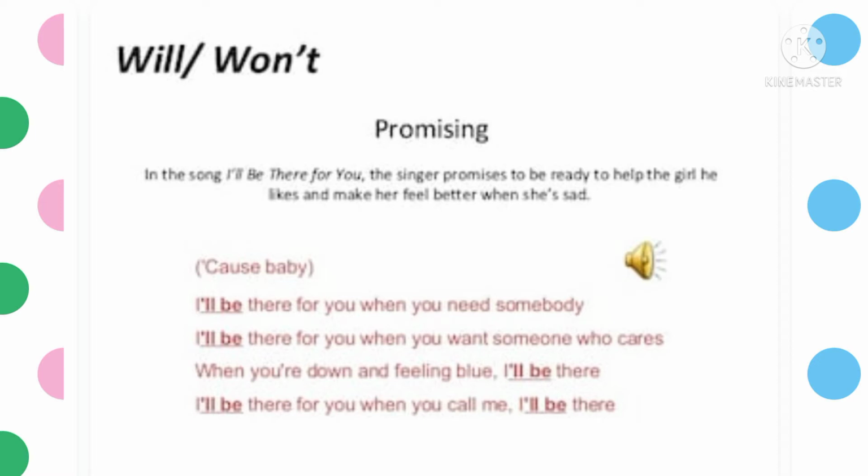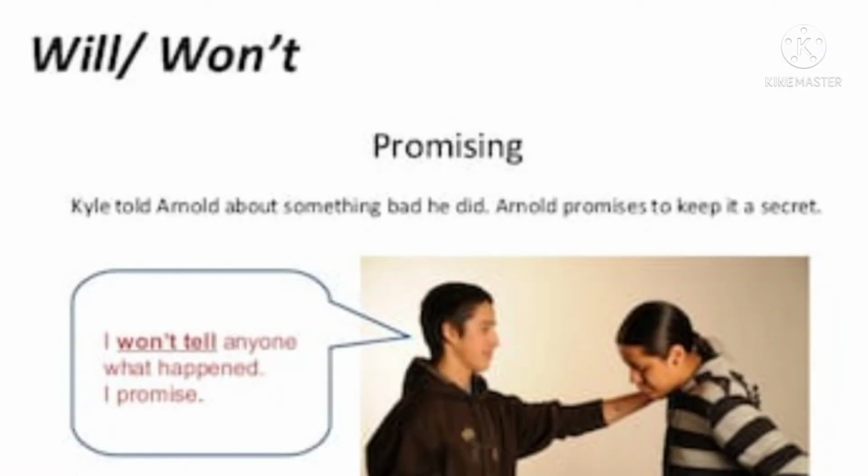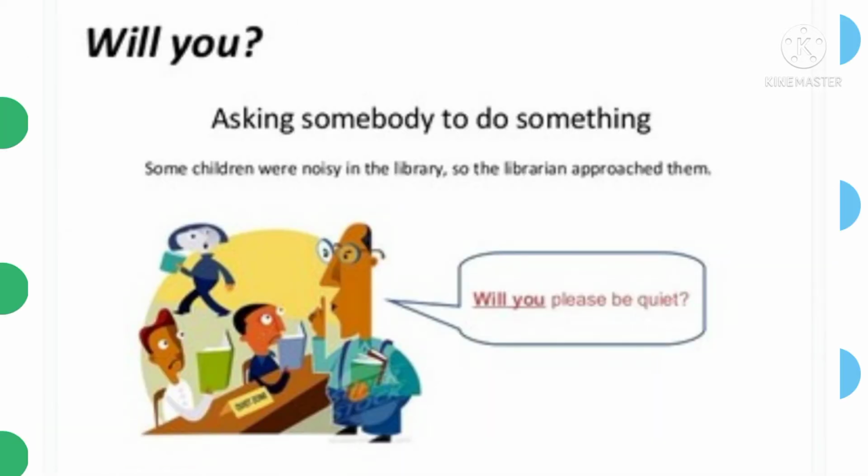Okay, so in order to express promising, we use the simple future tense. Here is another example. Kyle told Arnold about something bad he did. Arnold promises to keep it a secret. I won't tell anyone what happened, I promise. Okay, see, here again a promise.